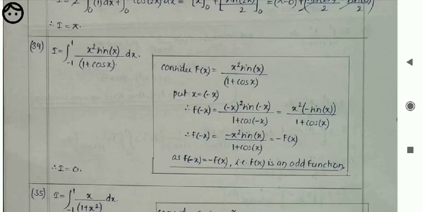Just check out the function x square sin x upon 1 plus cos x. That's my f of x. Put x as minus x everywhere. So f of minus x is equal to minus x the whole square sin of minus x upon 1 plus cos of minus x. As I already told you, cos of minus theta is cos theta. So cos of minus x is cos x. So denominator is 1 plus cos x. That's not a problem. Minus x the whole square, again minus into minus will be plus x square. That is also not a problem.